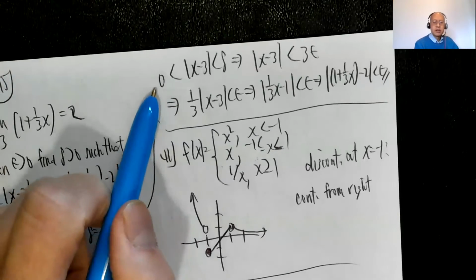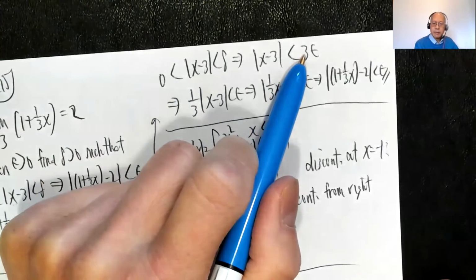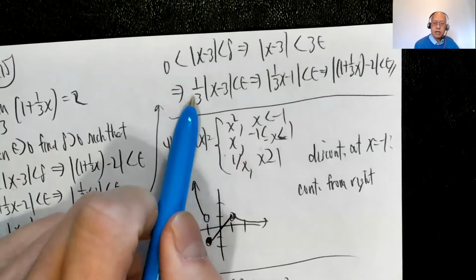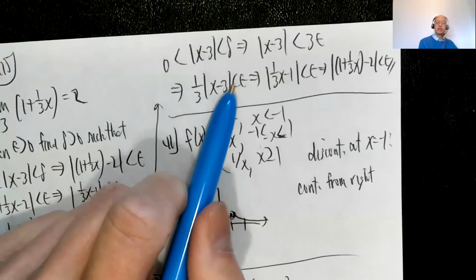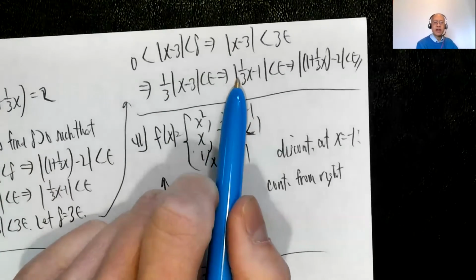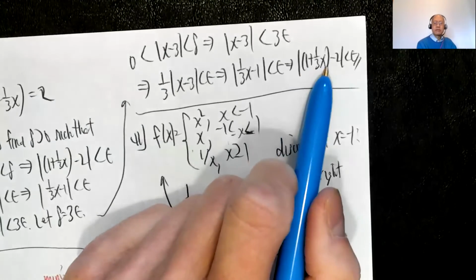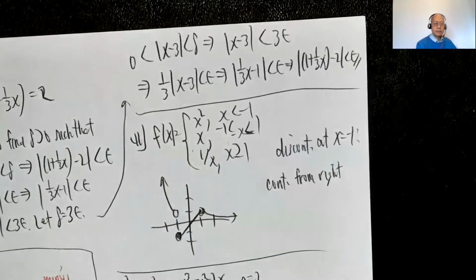So, proof: 0 less than absolute value of x minus 3 is less than delta. Change delta to 3 epsilon. Divide both sides by 3: 1/3 absolute value of x minus 3 is less than epsilon. Distribute the 1/3 in, and then rewrite it so that it looks like this. So the absolute value of 1 plus 1/3 x minus 2 is less than epsilon.